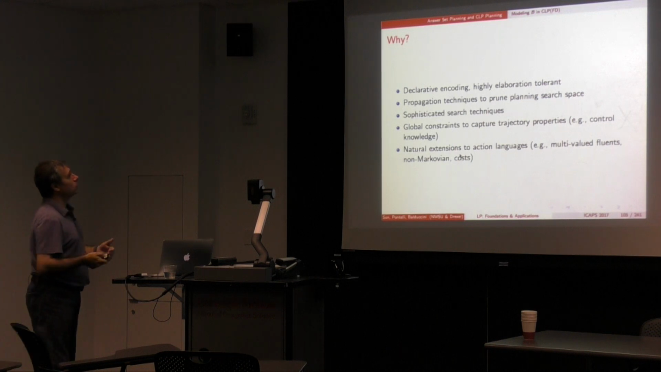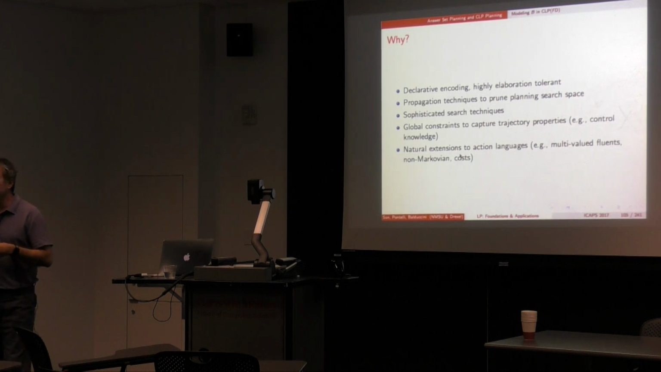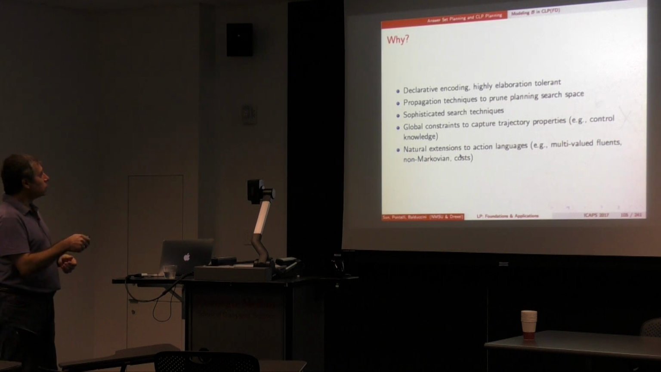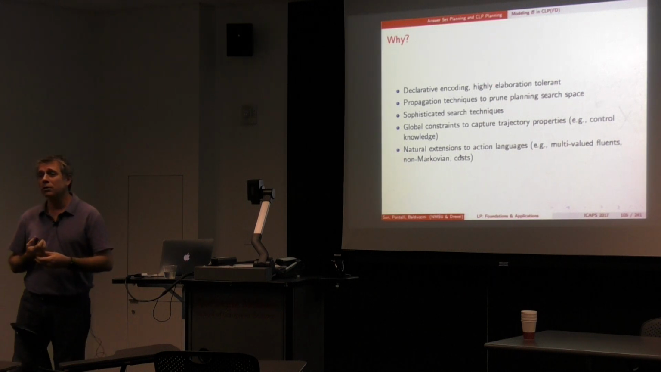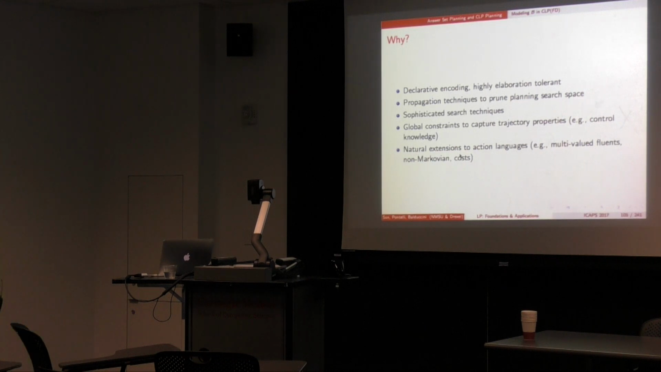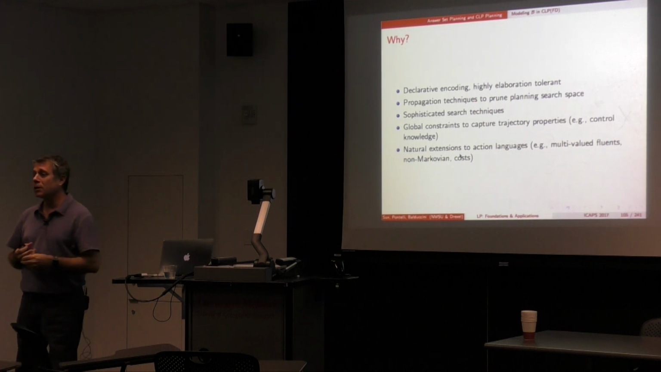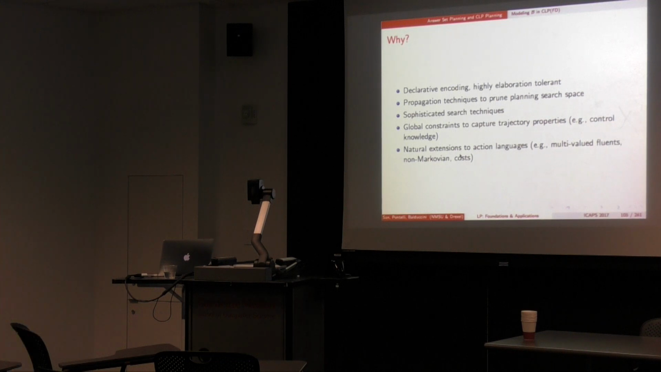Why do we do that? Well, some of this is a repetition of things that we have already mentioned before, because they're really shared with ASP. The fact that we have a declarative encoding gives us elaboration tolerance. So for example, if new pieces of knowledge become available, we can just add them. We don't really need to change the system. We hope that CLP is giving us propagation techniques that can hopefully lead us to converge to a solution faster.